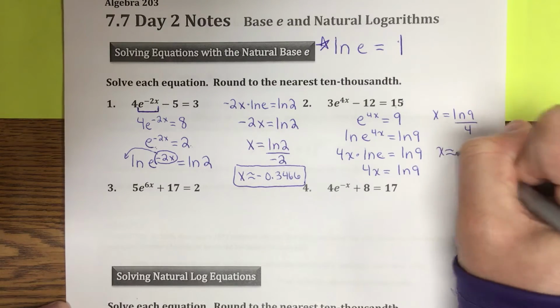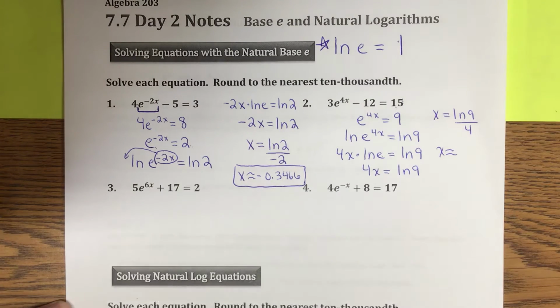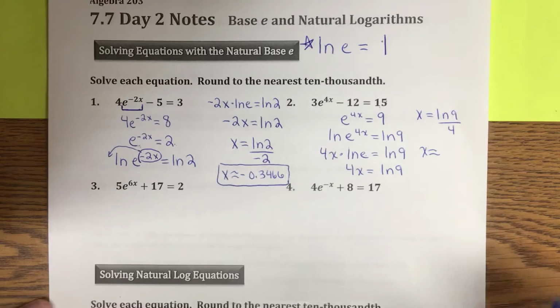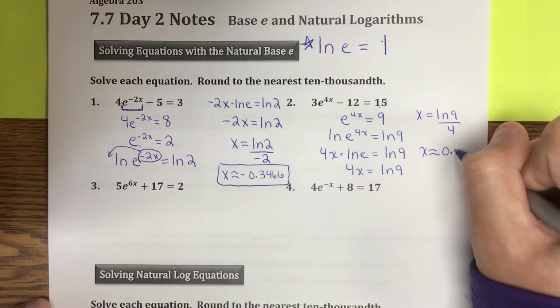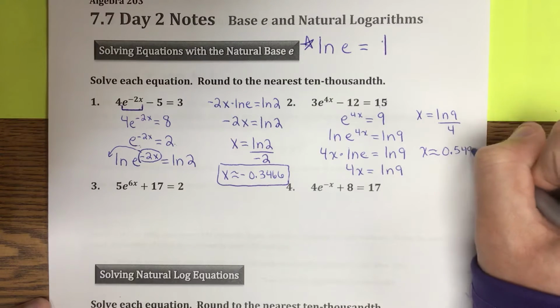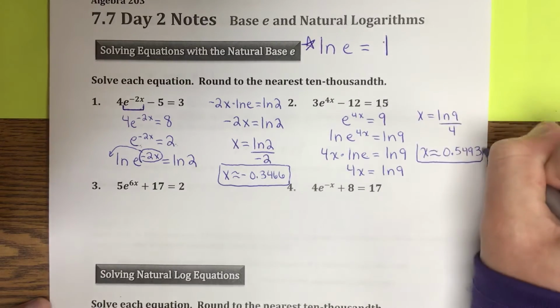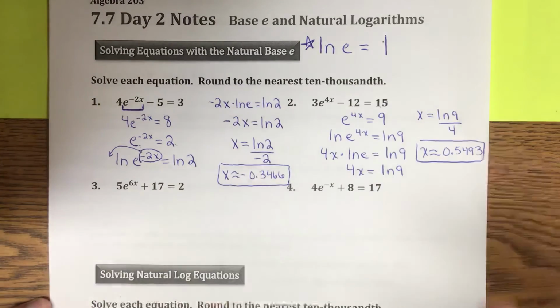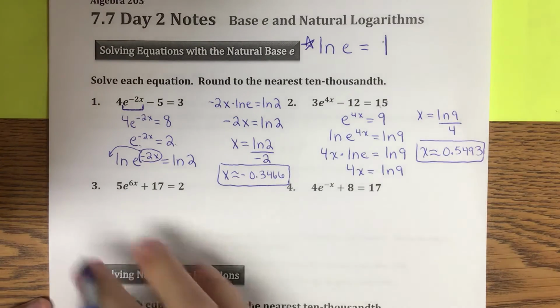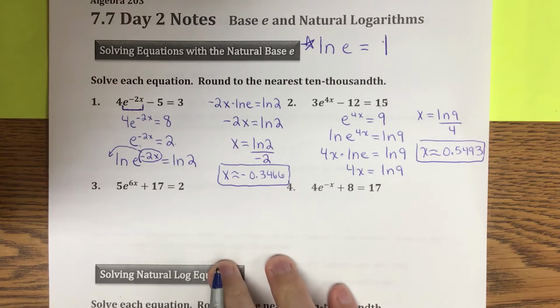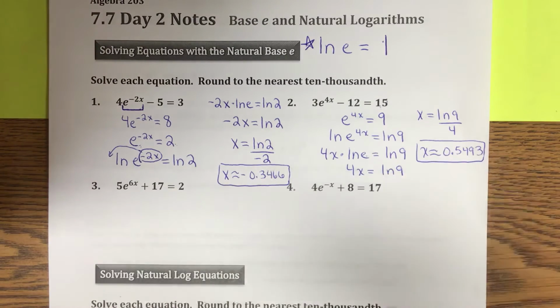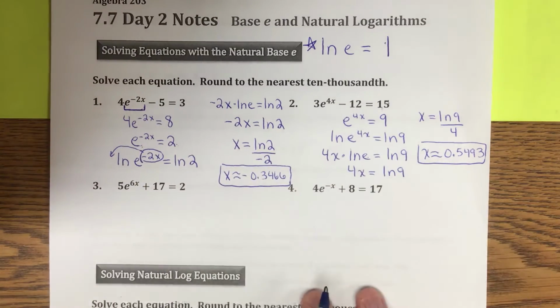So with that, I would take the natural log of 9 and divide it by 4, and that rounded is 0.5493. And in essence, that's what these 4 problems are about. There's 2 more here that I'm going to go over, but this is the exact same concept over and over again here.